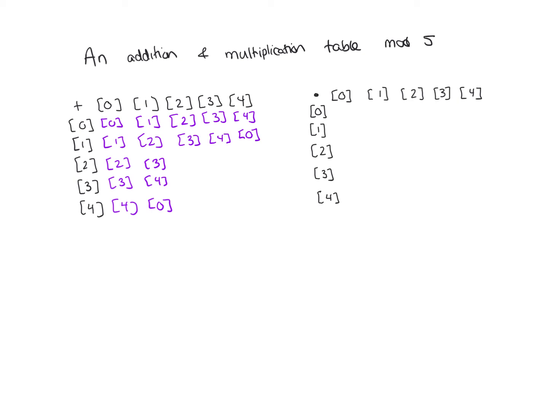All right, again, doing addition, so 2 plus 2 is 4. 2 plus 3 is 5. 5 is the same as 0. 2 plus 4 is 6. 6 is the same as 1 mod 5.